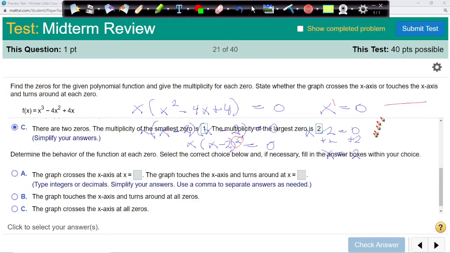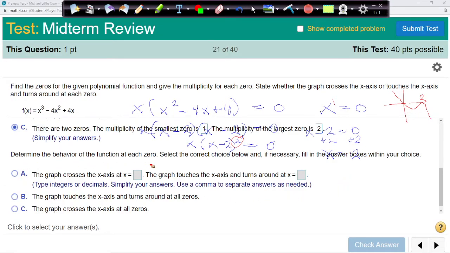What I can tell at this point is at 0, it's going to go through, and then at 2, it's going to kind of kiss the graph, as I would say. So it's going to look something like this and then bounce back down because it's a cubic, and this is x equals 2, and that's 0. Okay, not a beautiful drawing, but it works.